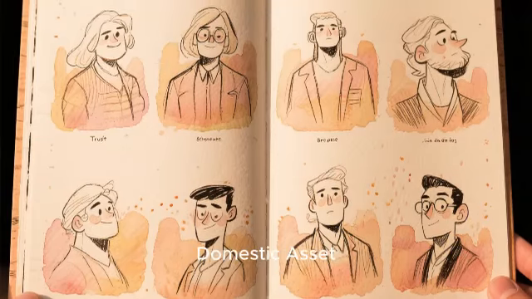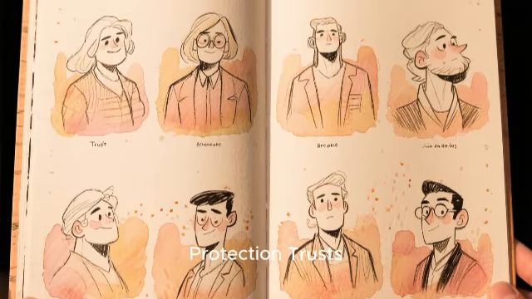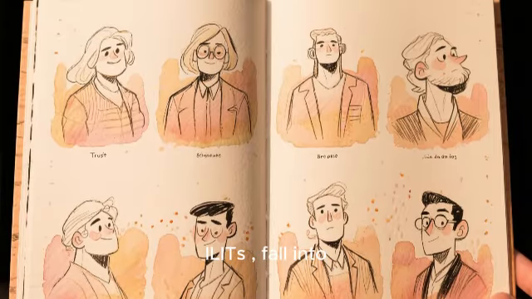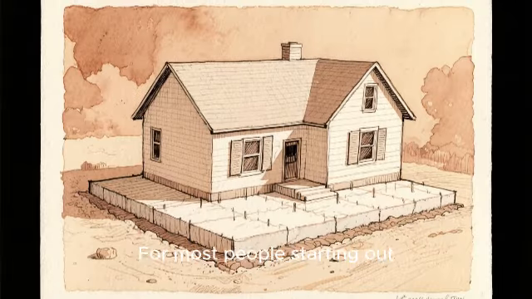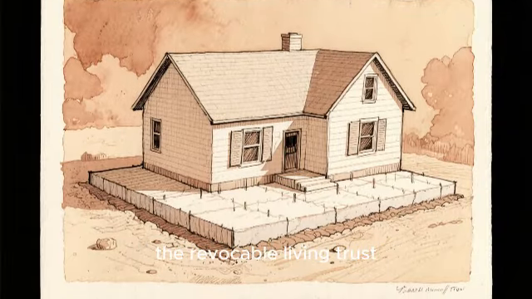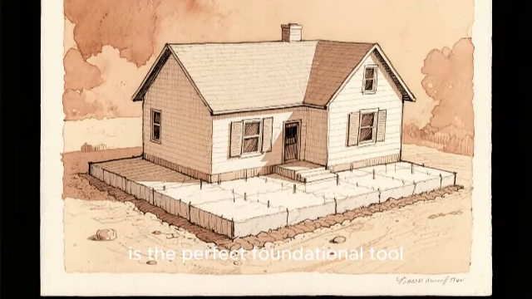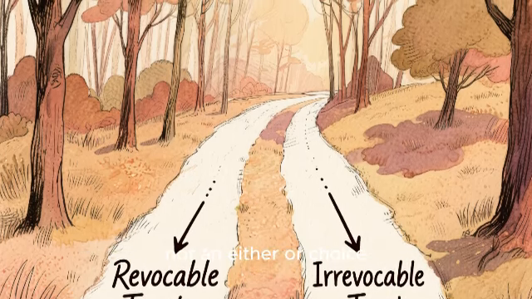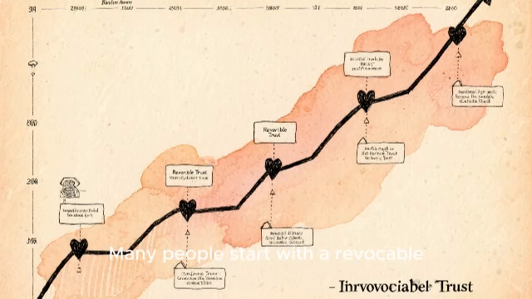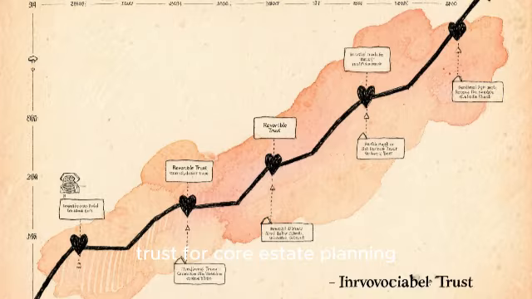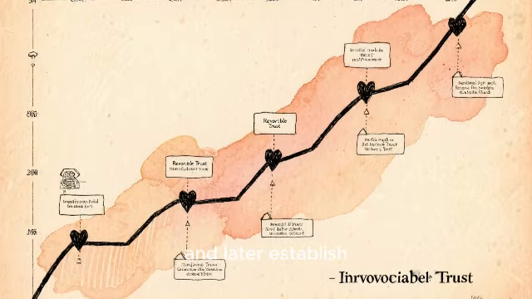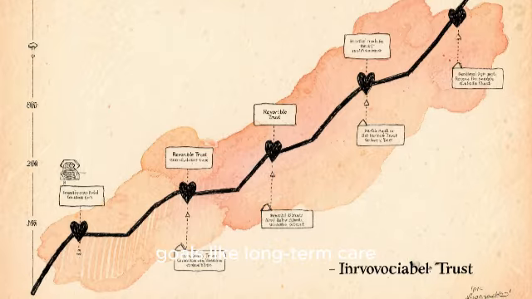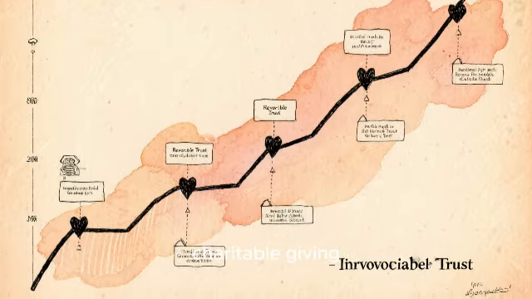Special types like domestic asset protection trusts, DAPTs, or irrevocable life insurance trusts, ILITs, fall into this category. For most people starting out, the revocable living trust is the perfect foundational tool. The pro tip is to view them as a sequence, not an either-or choice. Many people start with a revocable trust for core estate planning and later establish irrevocable trusts for specific goals like long-term care planning or significant charitable giving.